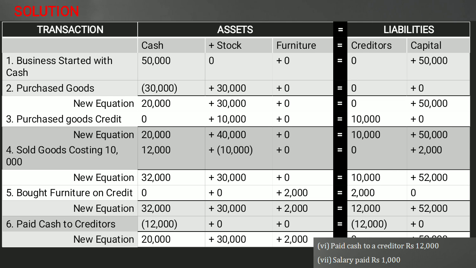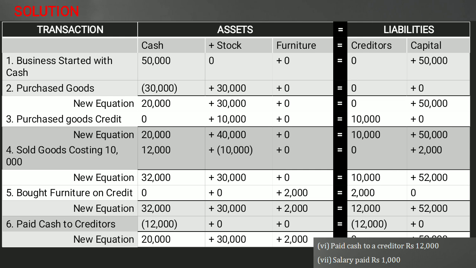So revised cash, you can check here, it was 32,000, now 12,000 we have used, so it will be 20,000. So revised cash is 20,000. There is no change in stock, there is no change in furniture, so it will remain the same. So revised cash 20, revised stock without any change 30, and furniture, that is 2. So the sum of this side is 52,000.